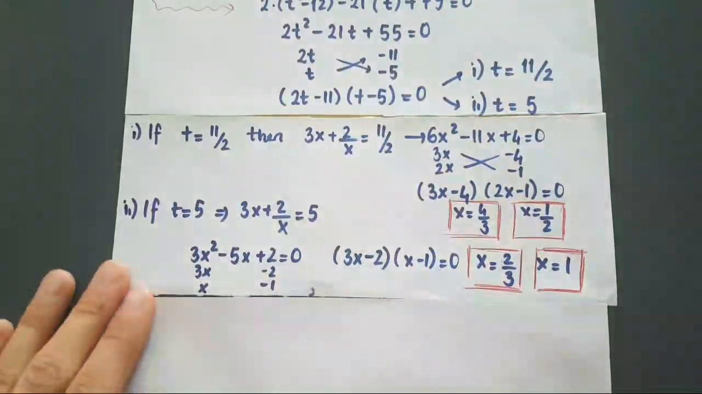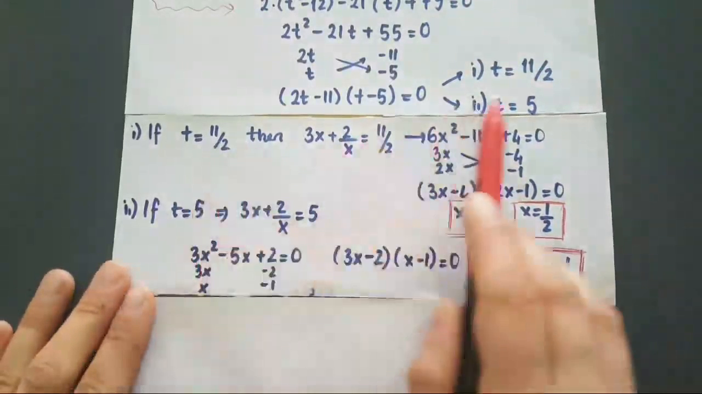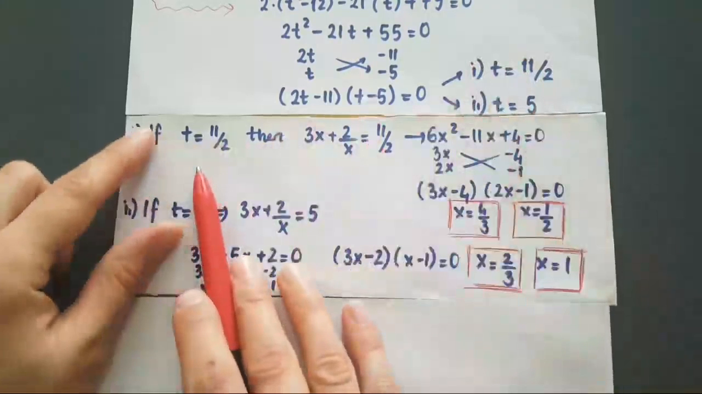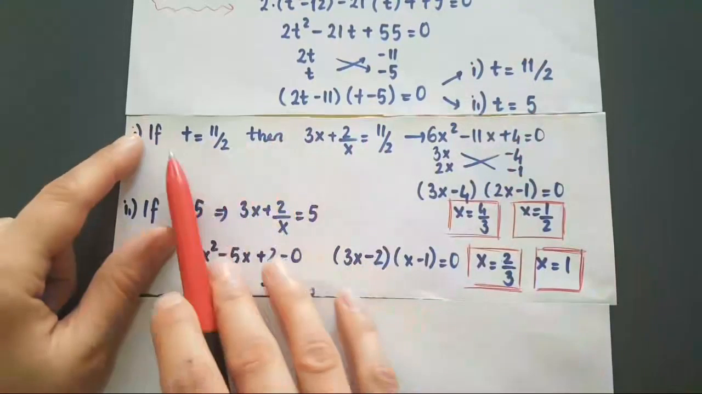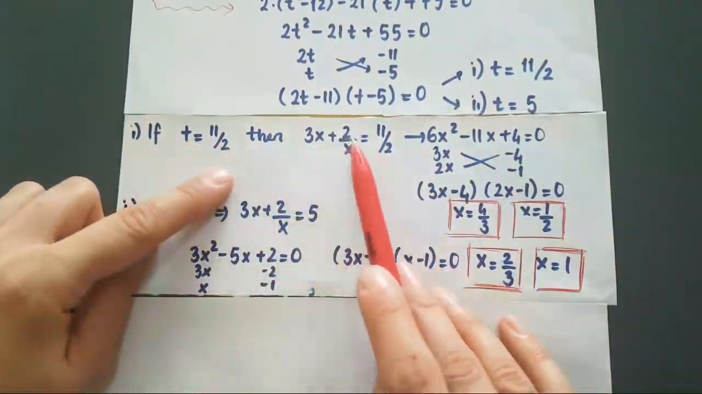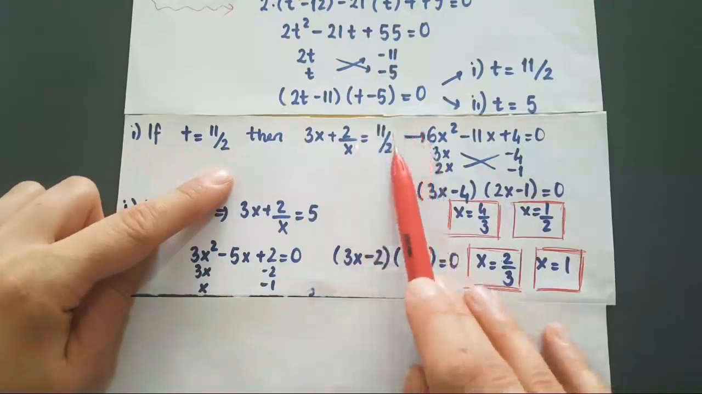Okay, now I will solve the problem for t. I solved the problem for t. Now I have to solve the problem for x. If t is 11 over 2, then 3x plus 2 over x, which was t, is equal to 11 over 2.